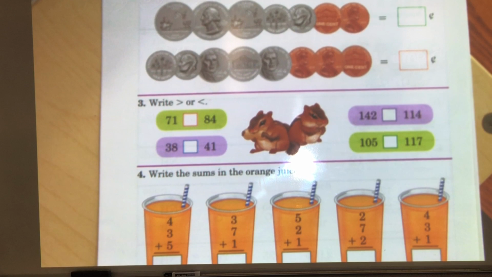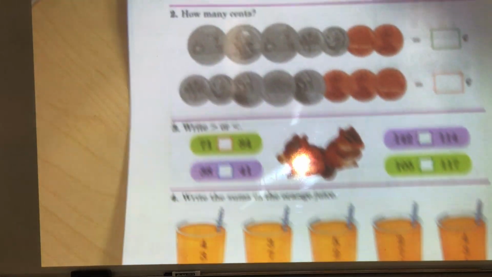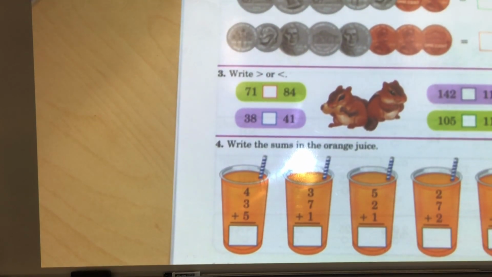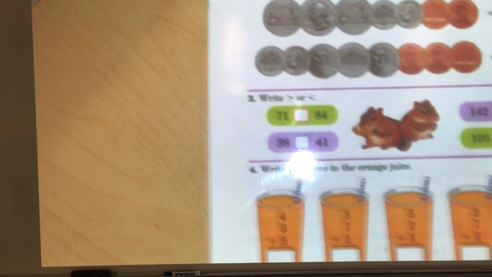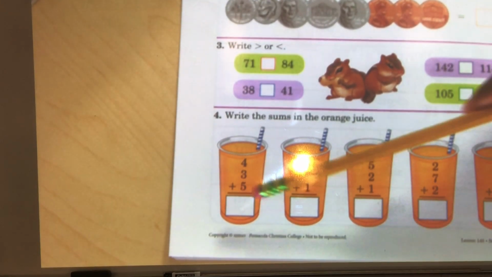Write greater than or less than. You're going to be comparing these two numbers. Make sure the open part of the symbol faces the greatest number, the largest number. Let's take a look at section 4. Write the sums in the orange juice. So you're going to add those 3-digit numbers and write the answer in the answer box.